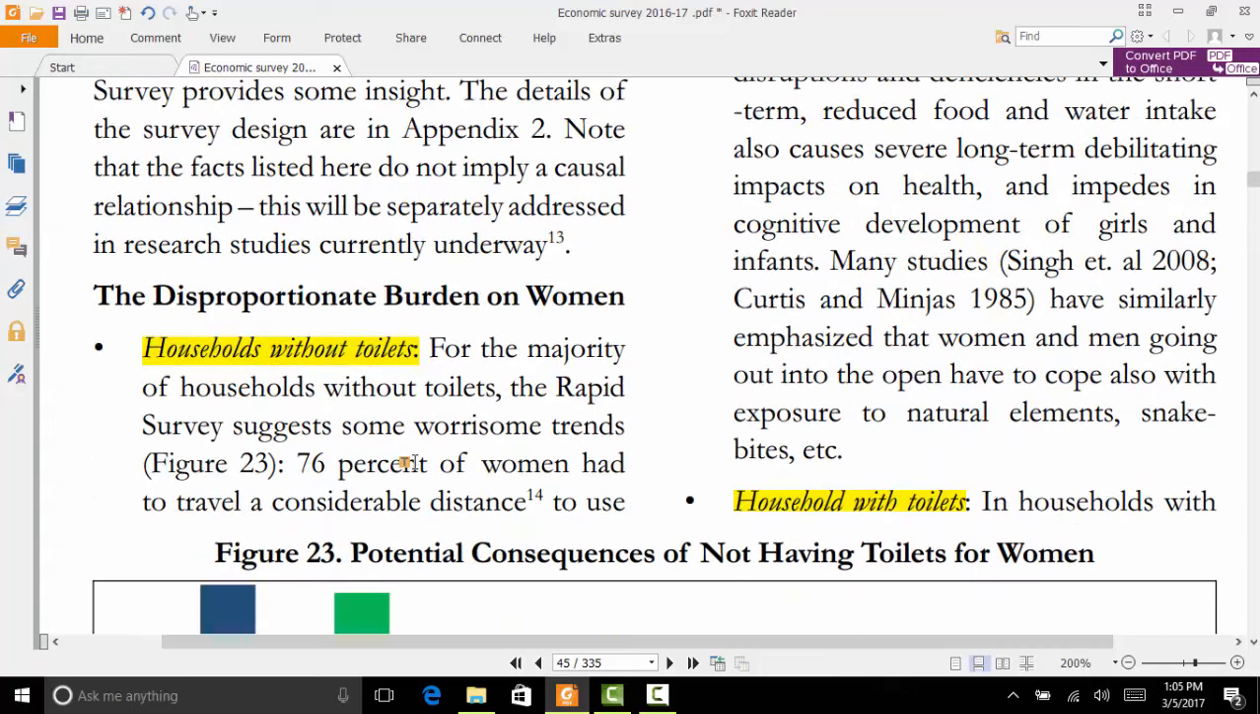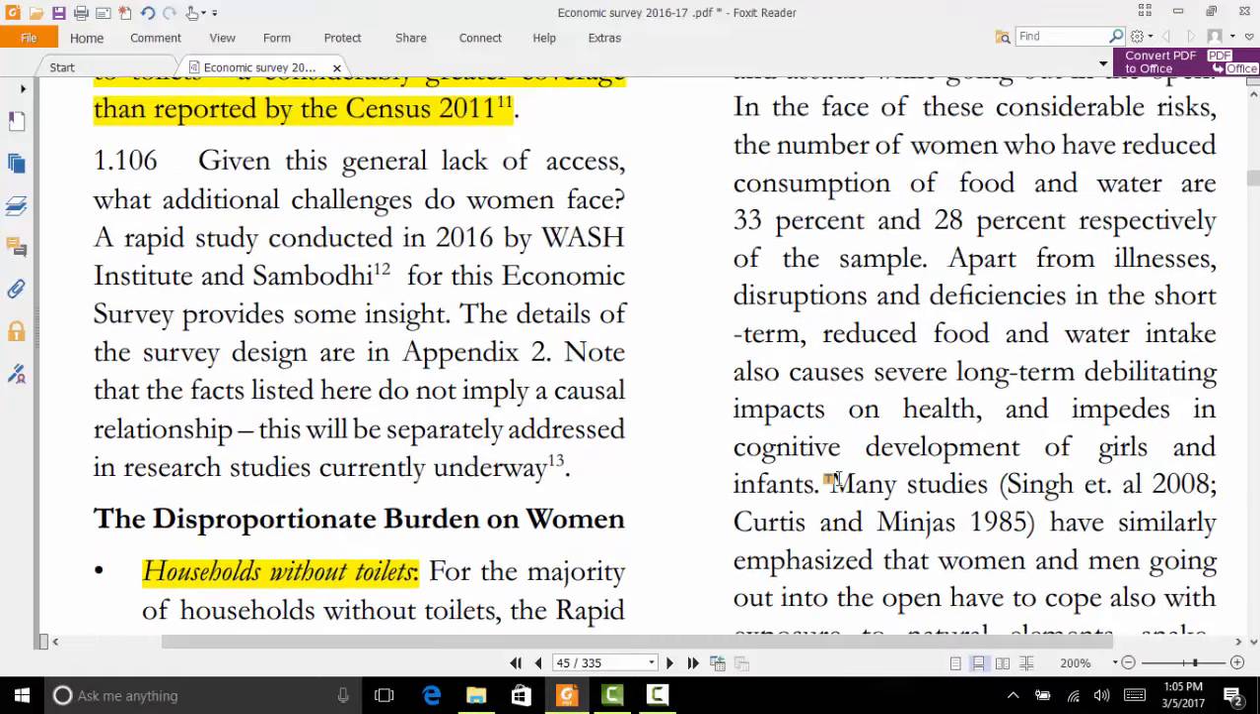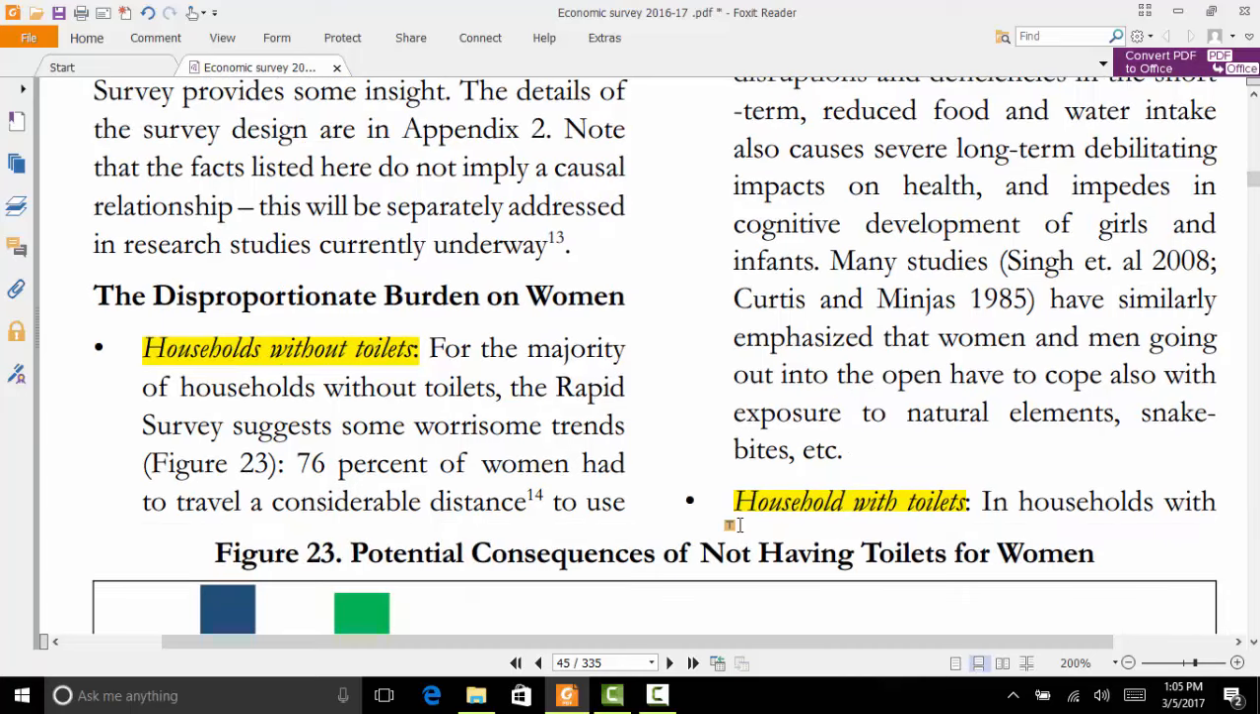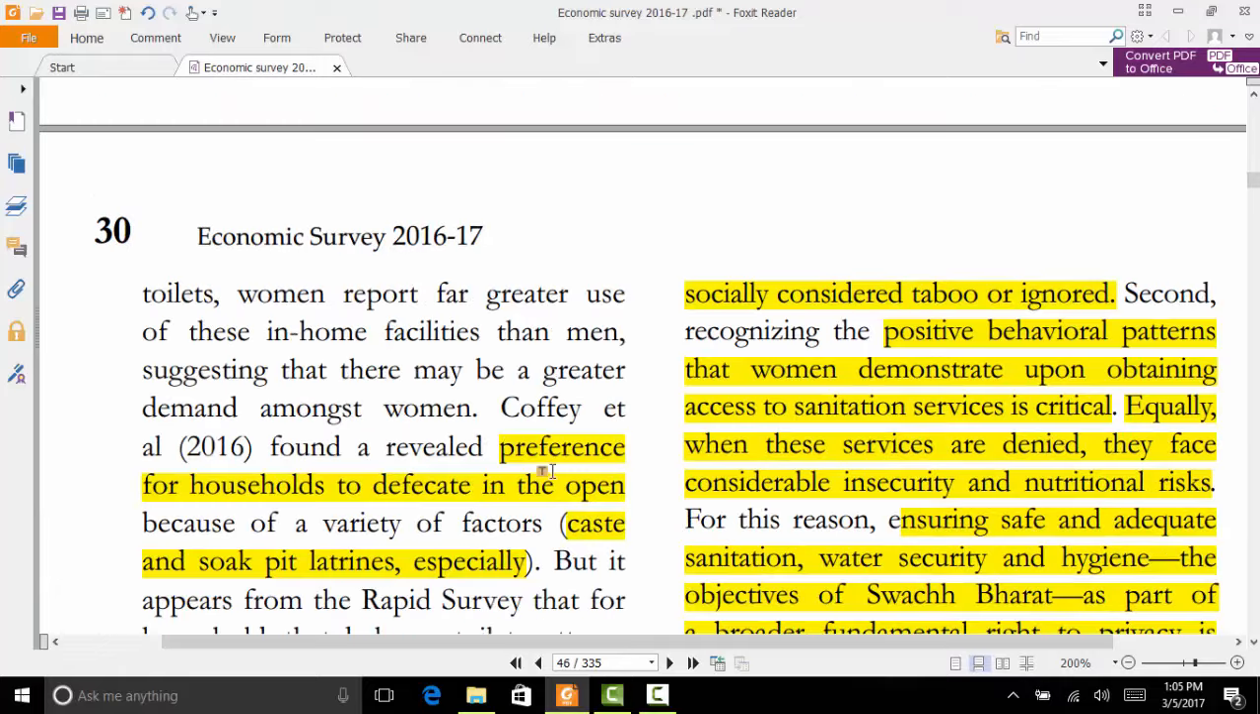The kind of burdens, disproportionate burden of women in households without toilets. Understand what kind of issues would be there. Then come to next, household with toilets. It has been seen that in households with toilets, women report far greater, this is a good point, usage of those in-home facilities than men, suggesting there may be greater demand amongst women. It's a good point there.